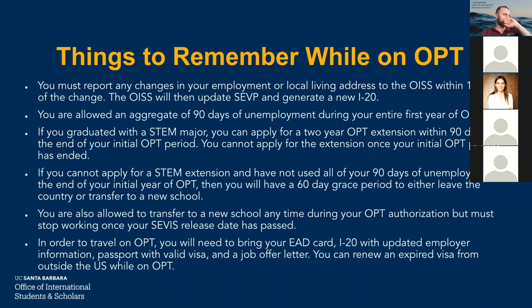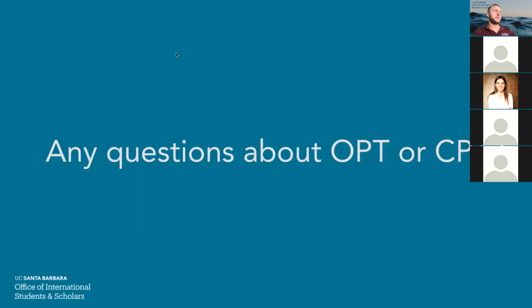In order to travel on OPT, you'll need to bring your EAD card, your I-20 with your updated employer information, your passport with valid visa, and a job offer letter. If you've been approved for OPT, or maybe your OPT is pending and you don't have a job offer yet, we don't recommend traveling. We recommend staying in the US until you have a job offer and you've been approved for OPT. Otherwise, there's a chance you might be denied at the port of entry. And you can renew an expired visa from outside the US while on OPT.